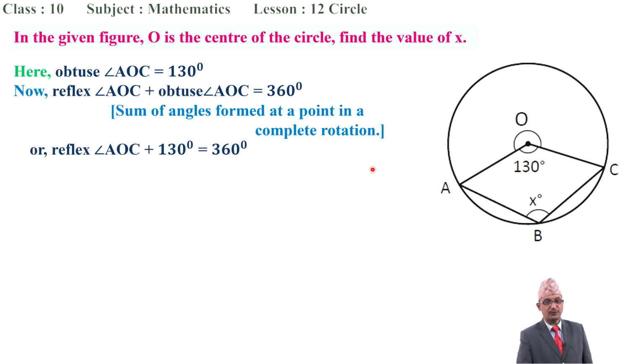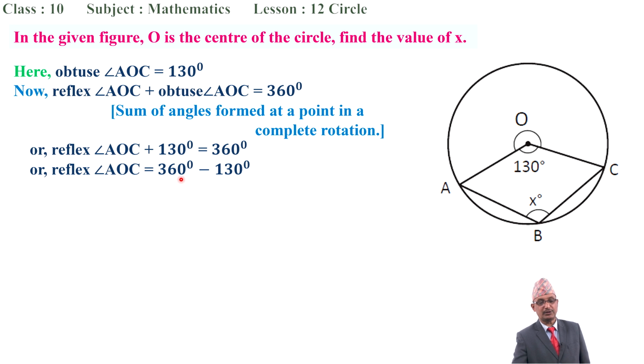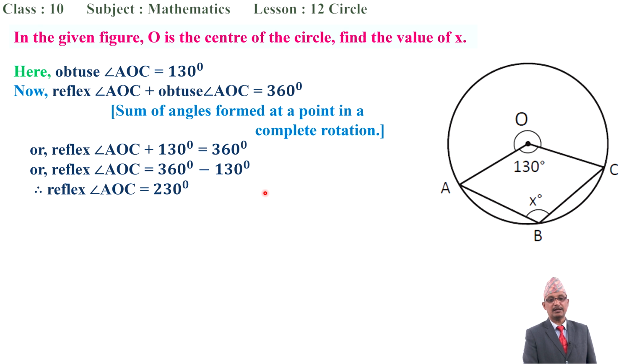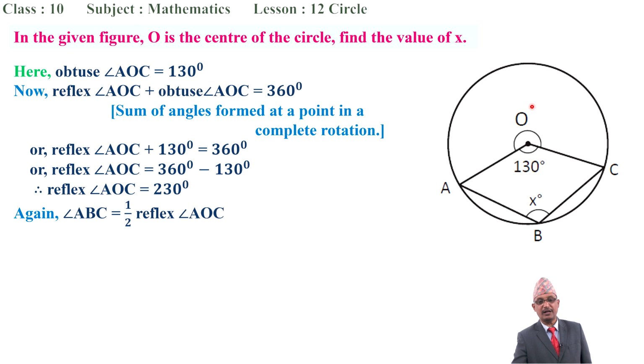Now put the value of obtuse angle AOC, reflex angle AOC as above. And instead of obtuse angle AOC, what we can write here, 130 degrees. And if I send this 130 degrees to the right hand side, then this becomes reflex angle AOC equals 360 minus 130. 360 minus 130 is 230 degrees. That's why reflex angle AOC is 230 degrees. But we have to find angle ABC. Now reflex angle AOC is standing on the major arc AC, and angle x, that is angle ABC, also stands on the same major arc AC. So what we can say, angle ABC is half of reflex angle AOC.